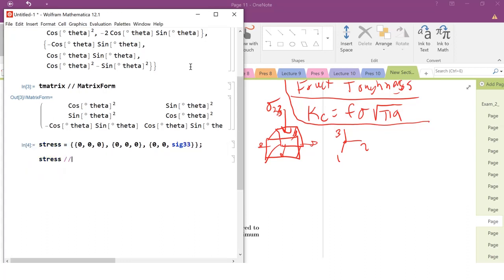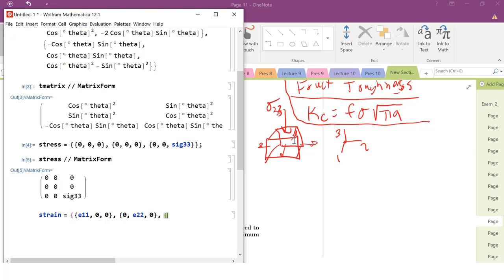So let's look at the stress in matrix form. There we go. What is my strain tensor? Again, if I have no shear stresses, I know I'm going to have no shear strain. But will there be strain in this direction here, in the 1,1? Yes, it's unconstrained. When I push down, due to Poisson's ratio, that material is going to expand in that direction. So I'll have E11, 0, 0. I'll also have E22, and I will have 0, 0, 0. I will have E33.